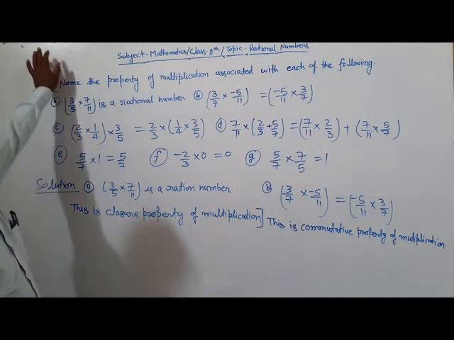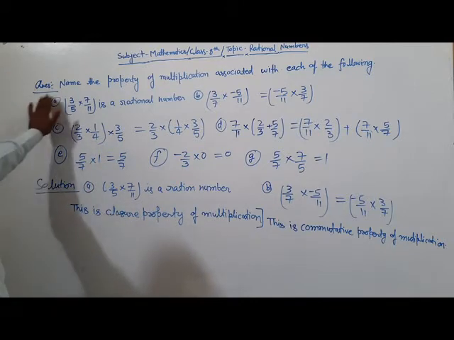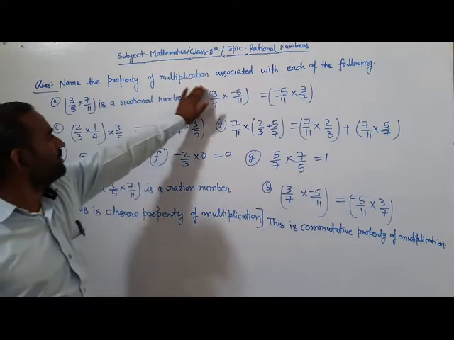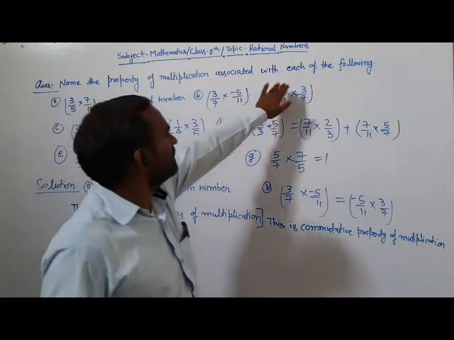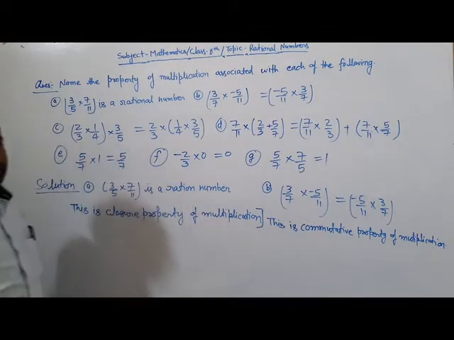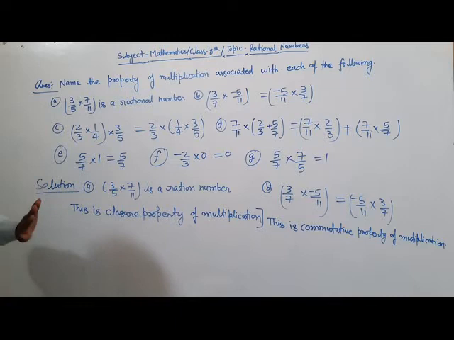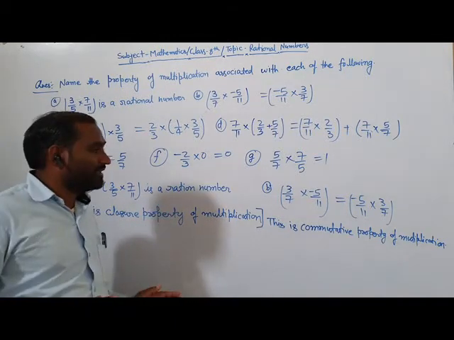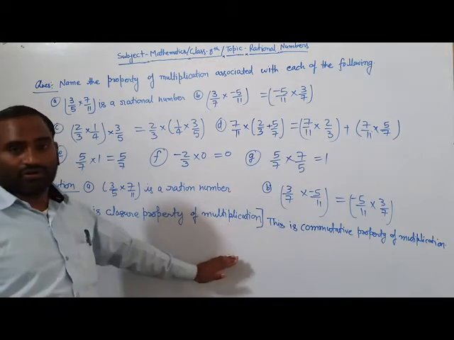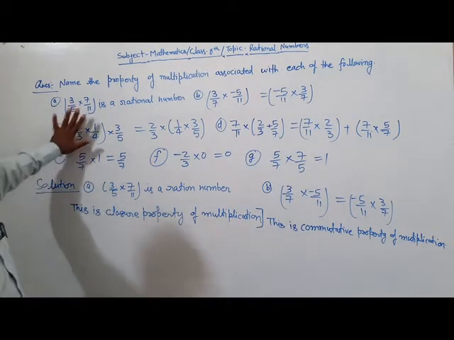So, we have to solve the question. The question is: name the property of multiplication associated with each of the following. Here you have to identify the property of multiplication: closure property, associative property, commutative property, identity of zero, etc.